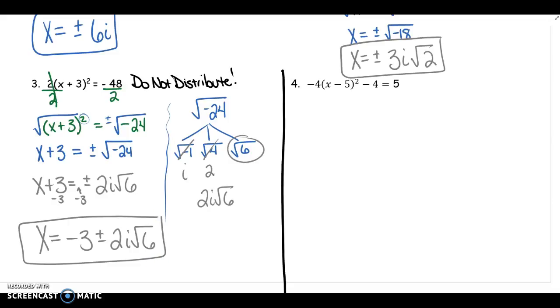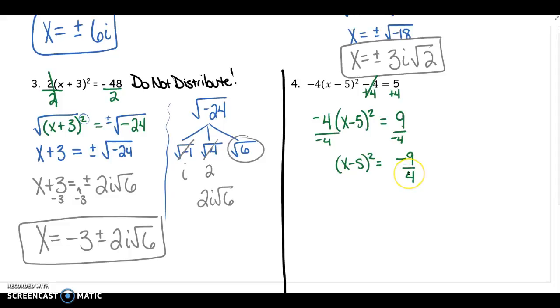On number 4, what do we need to get rid of first? The minus 4. Now we're talking about the minus 4 on the right. We need to add 4 on both sides, like the right side of this problem. That gives us negative 4 times the quantity x minus 5 squared equals 9. How do we get rid of the negative 4 that's being multiplied in front of the parentheses? Divide by negative 4. Now, do not touch your calculators. We don't want decimals. We're going to leave this as the fraction negative 9/4.